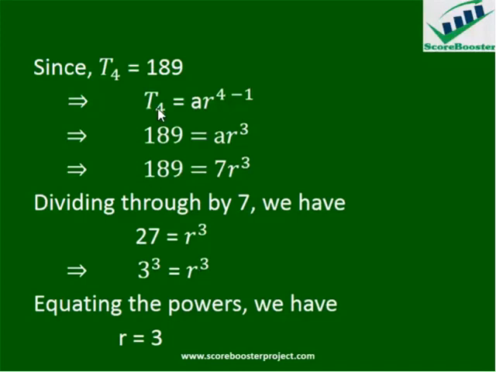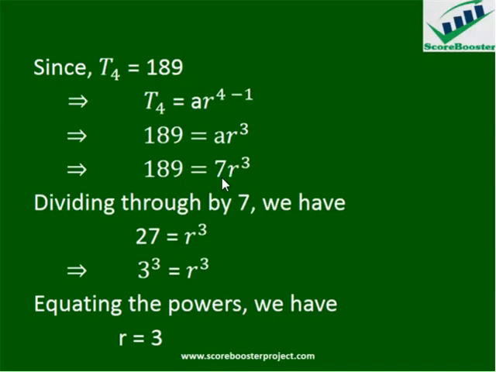T4, from that nth term, when n equals 4, we have T4 equals ar raised to the power 4 minus 1. And from the question, the value of T4 has been given, which is 189. So substitute it here. 189 will be equal to ar, 4 minus 1 will give 3, which is ar cubed. And also from the question, we were given the value of the first term a, which is 7. So that is where we have 189 equals 7r cubed.